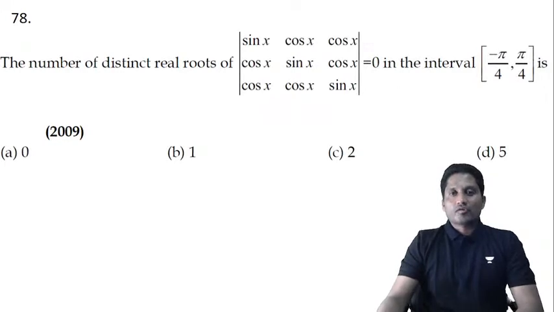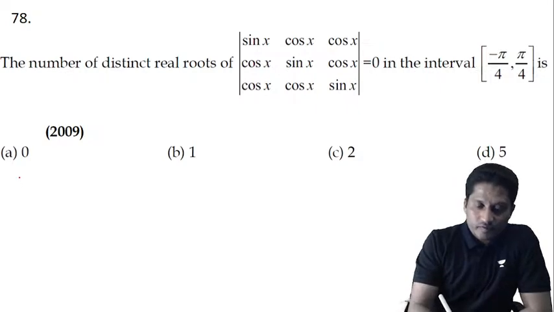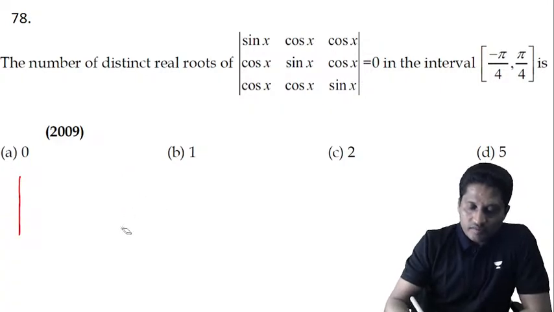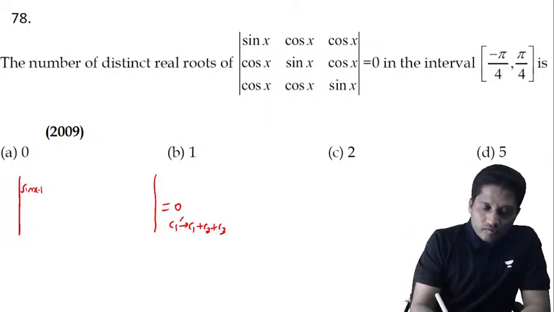The number of distinct roots of this equation in the closed interval minus pi by 4 to plus pi by 4. So you get determinant equal to 0, right? You change C1 to C1 plus C2 plus C3, add all the columns. This is sin x plus 2 cos x, even this is sin x plus 2 cos x, this is sin x plus 2 cos x. This is the first column.